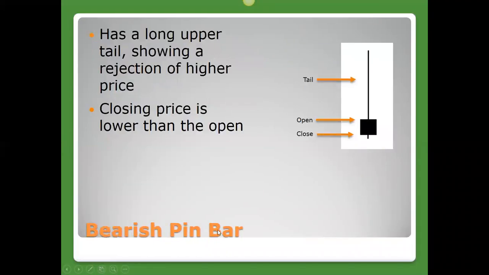In the case of a bearish pin bar, it's the opposite. You have a small body at the bottom of the candlestick and a long tail to the top. And like I said before, the tail will be about 2 to 3 times the size of the body itself. In the case of a bearish pin bar, the close price is below the open price, and there's a long tail towards the top. And this would suggest that the price would move down from this point on.